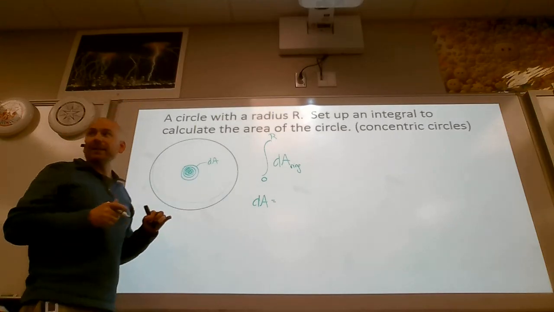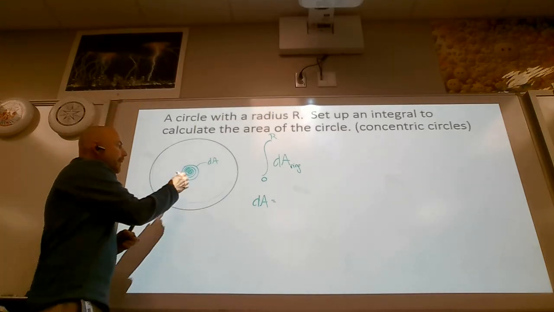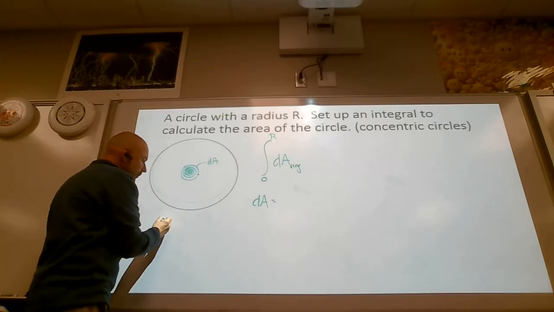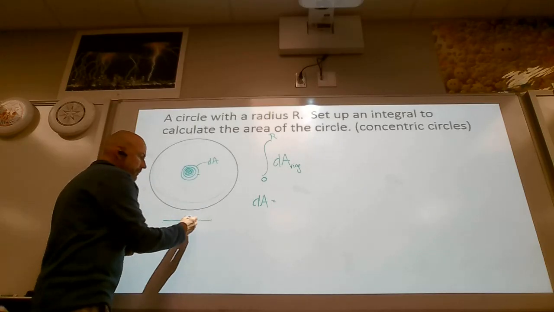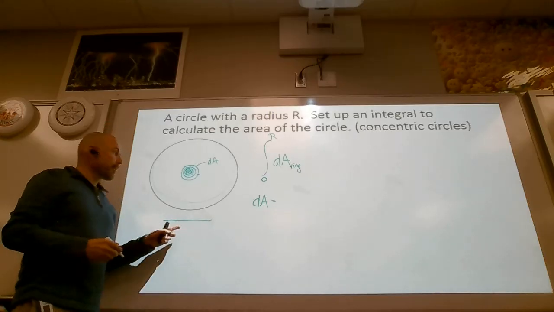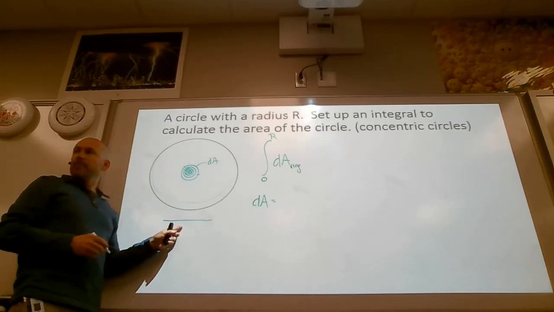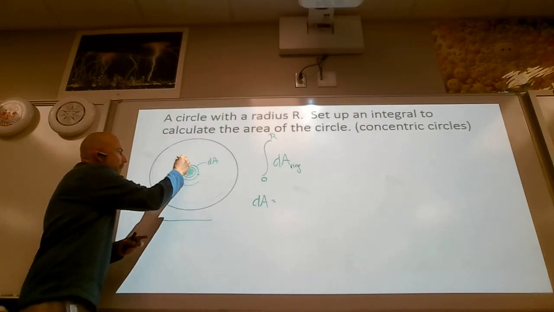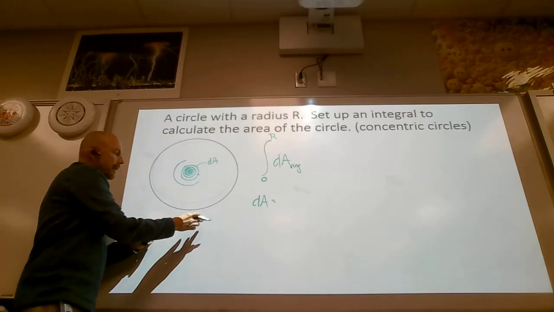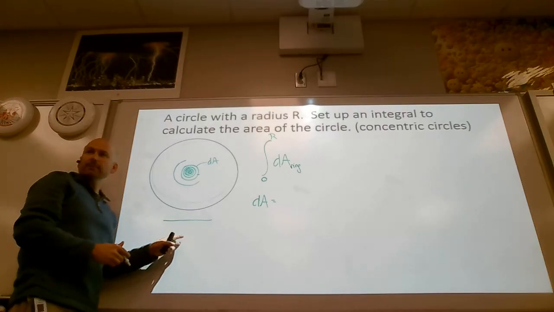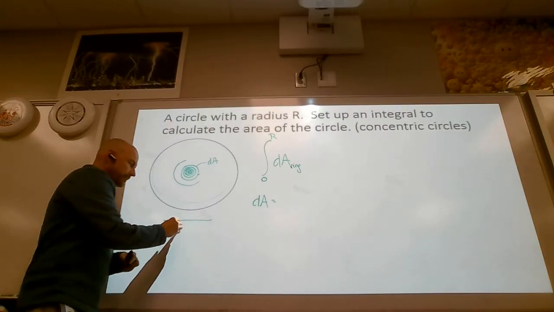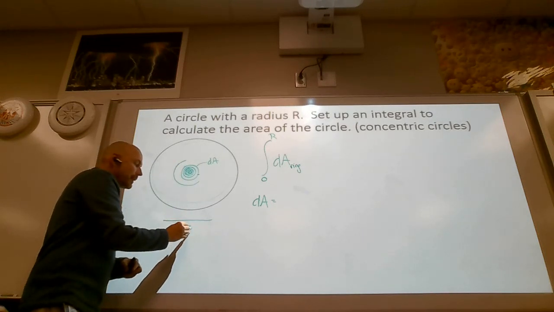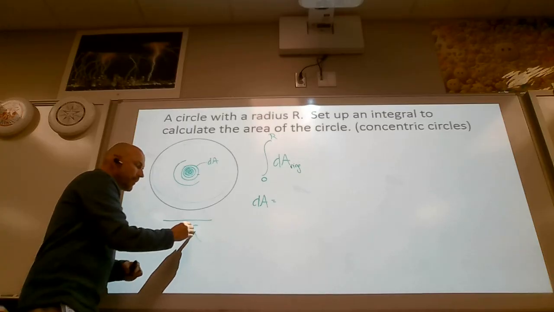Okay. Here, check this out. Ready? If I come over here and snip this, and then unroll it and lay it out here, what's the length of that, Jared? It's the circumference of that ring, 2 pi little r.